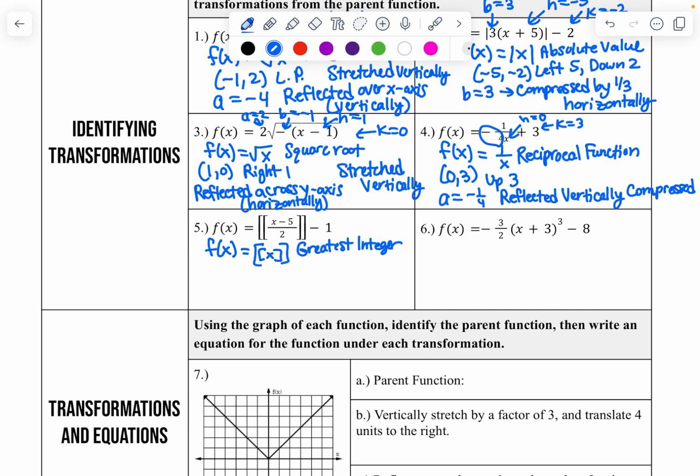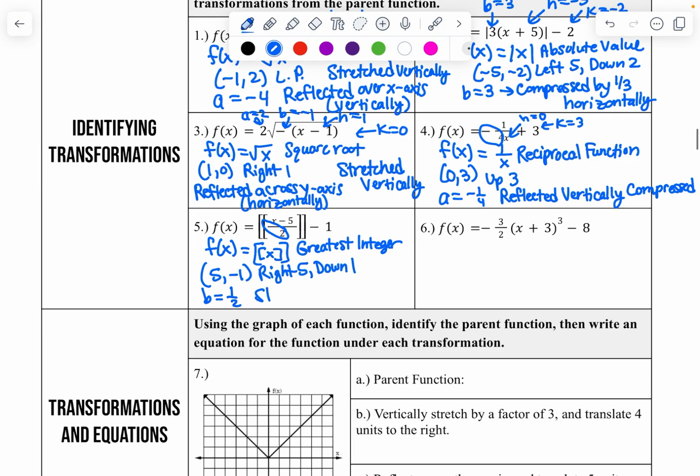So our locator point here is (5, -1), so it moved right 5 and down 1. And so this value inside, b equals 1/2. So we think of the reciprocal of that as being 2. So this is stretched horizontally.